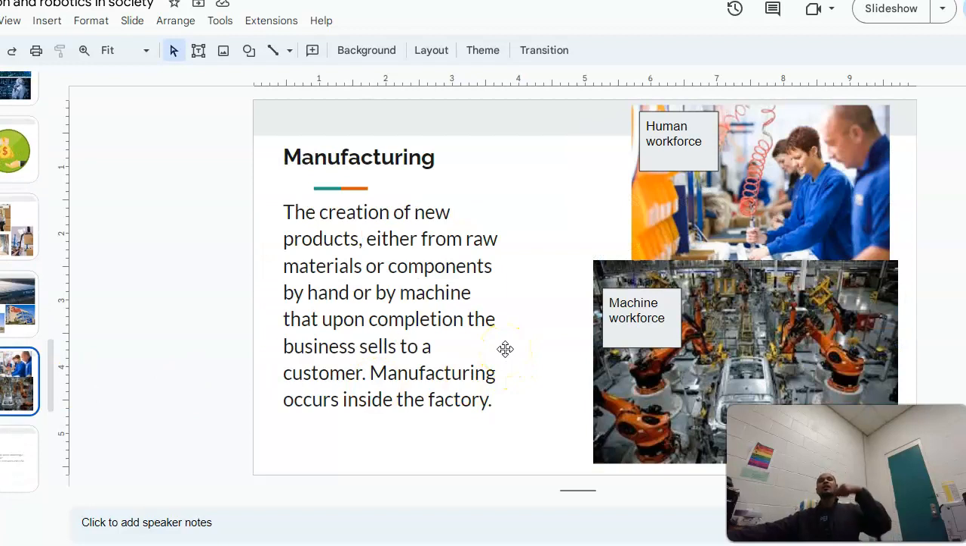Manufacturing is what occurs inside of the factory building. So manufacturing is the creation of new products, either from raw materials. Raw material is just your basic form of material, like wood would be a raw material. So either from raw materials or components, by hand or by machine, that upon completion the business sells to a customer. Manufacturing occurs in a factory.